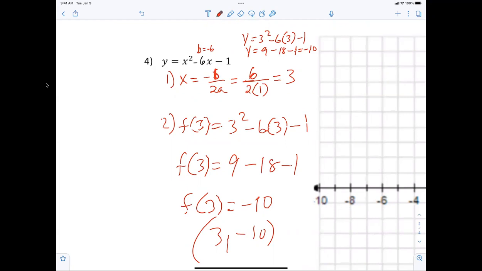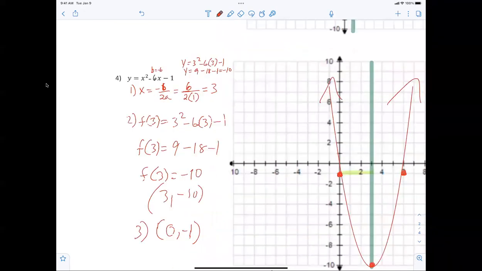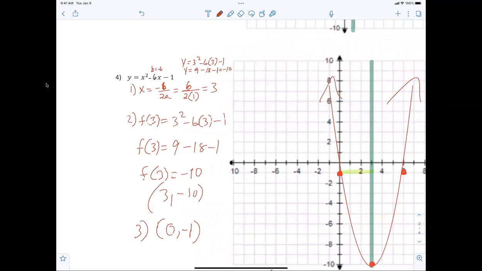3 squared is what? 9. 6 times 3 is 18. 9 minus 18 is negative 9, right? And then subtract 1. Minus 1 is negative 10. There you have it. That's how I got the vertex. You with me on this now, Max? You sure? Yeah. That's the vertex.